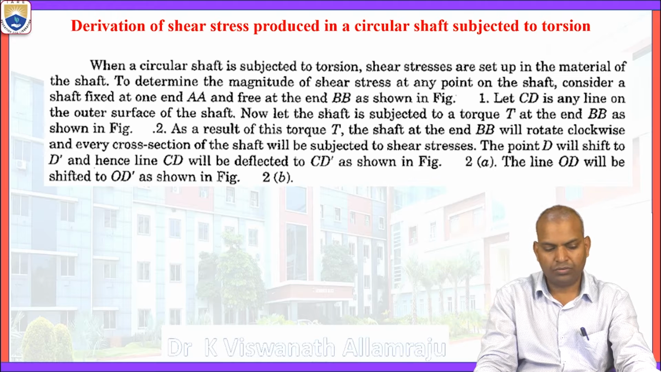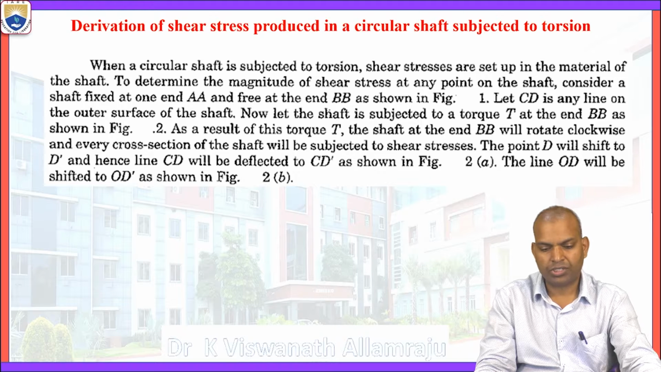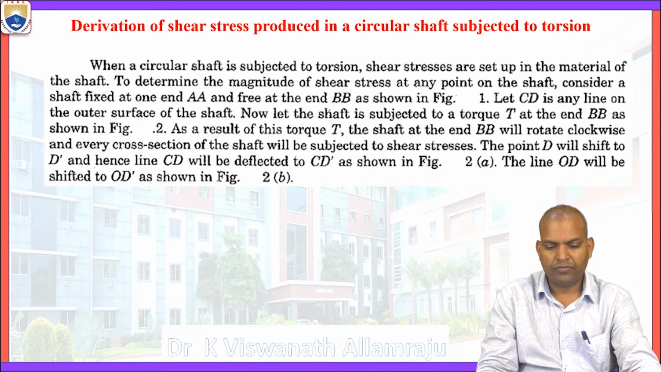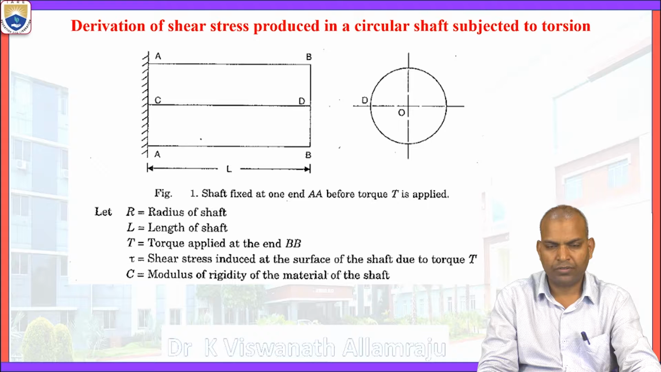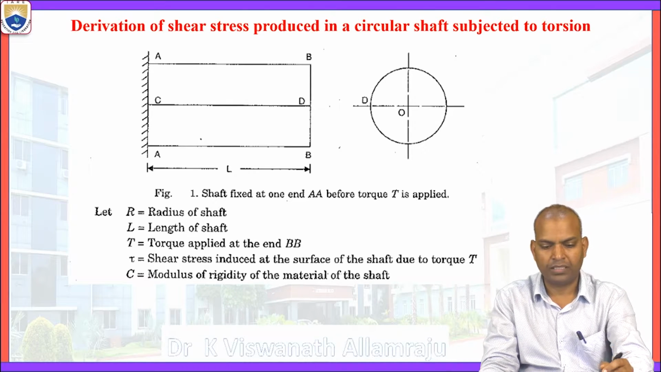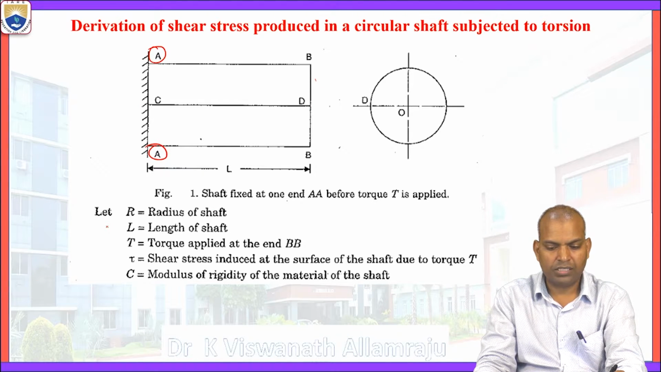Now, when the twisting movement occurs, shear stress and shear strains develop. From that, how do we derive the shear stress produced in a circular shaft, the simple shear stress formula? Here, in figure 1, the shaft has one end fixed and the other end free. Before the torque T is applied, the layer is fixed at AA, BB is free, and CD is the line marked on the shaft.